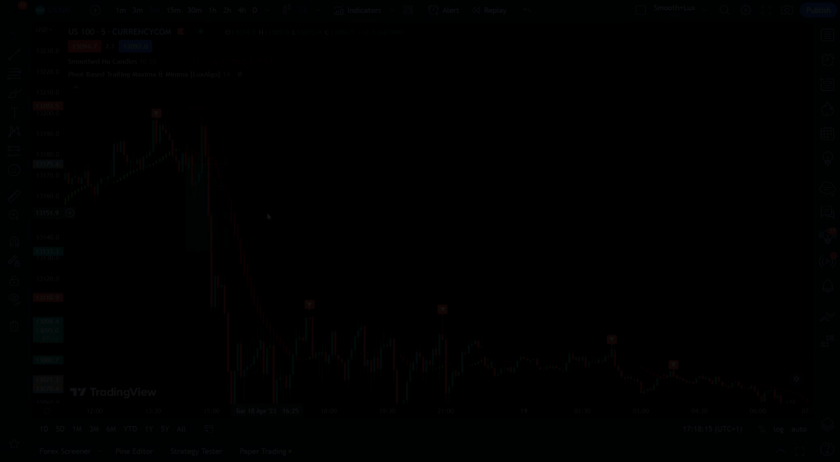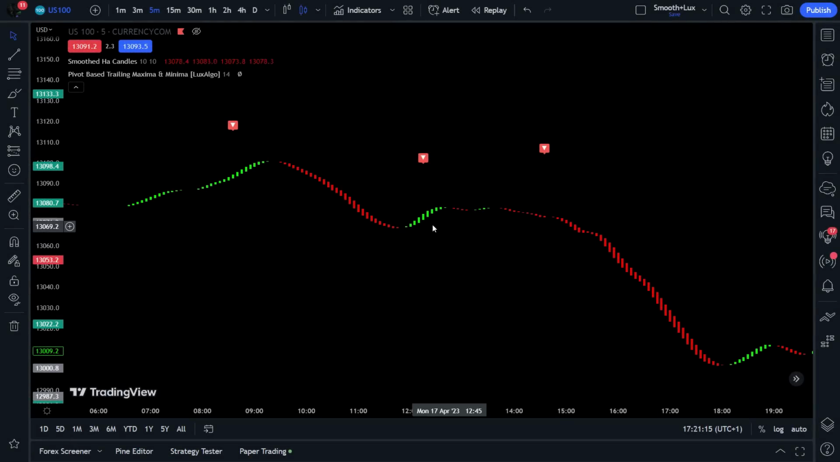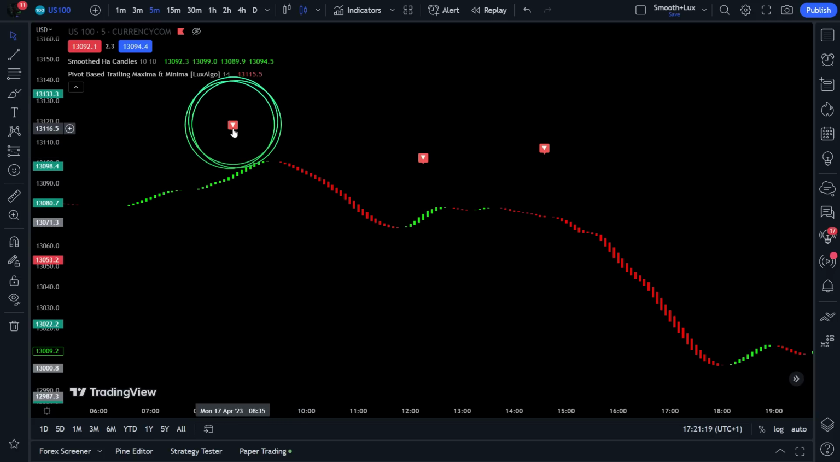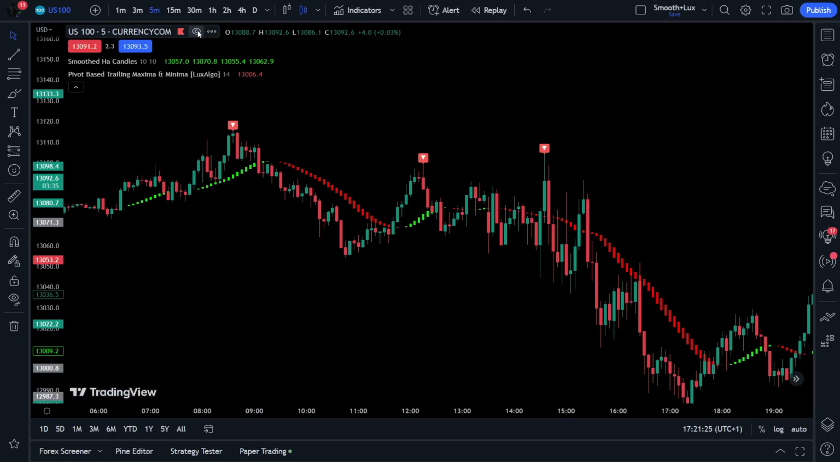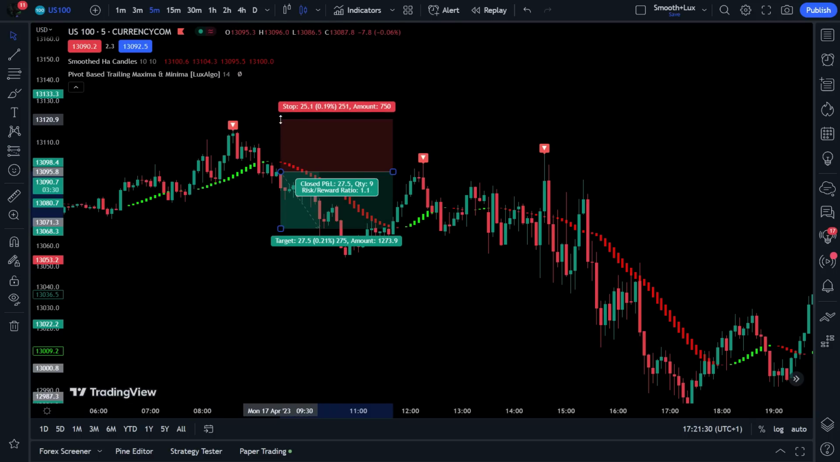Let's do one more example. Our requirements have been met here also. Our pivot-based trailing indicator has provided a red signal, and our Heikin Ashi candles have turned red, and they are downtrending. So let's take a trade here. We set our stop loss at the recent pivot, and we are targeting a risk-to-reward of 1 to 1.5.